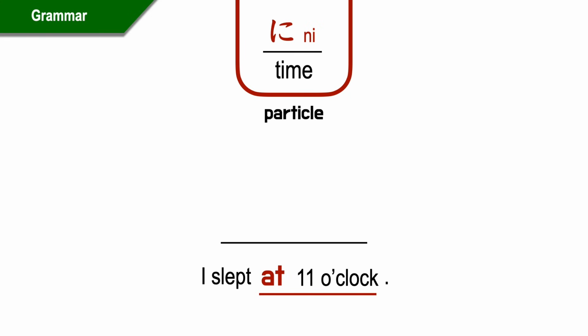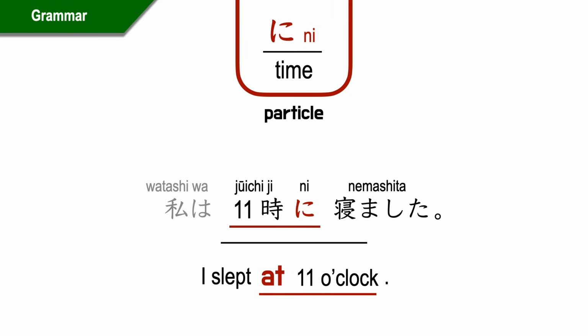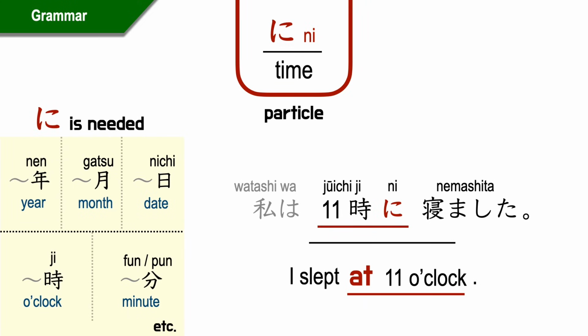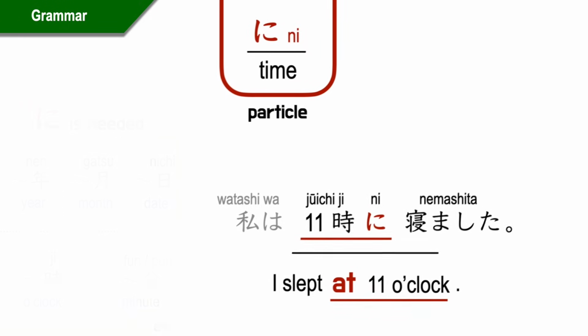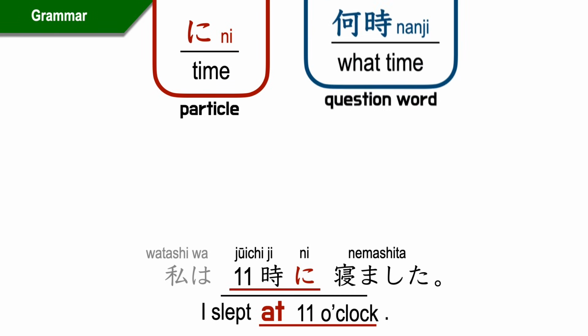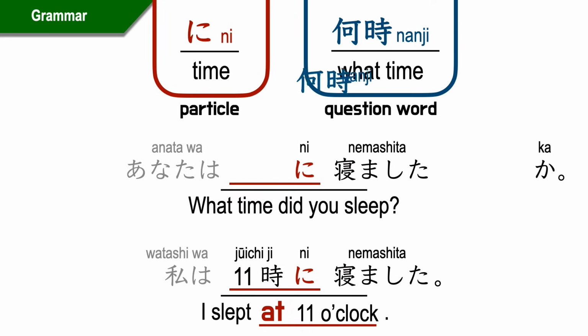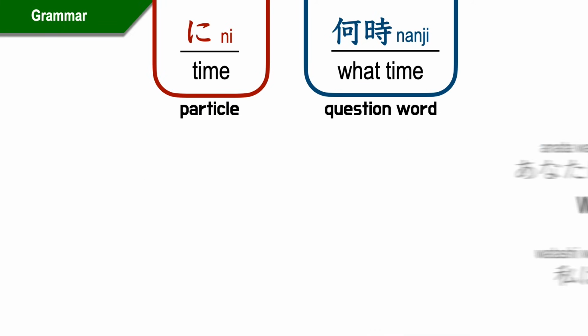I slept at 11 o'clock. 11時に寝ました. Now the ni particle here is necessary because じ is one of the words that require the ni particle. Using the question word 何時, how would you ask what time did you sleep? Replace the information you want to know with the correct question word. 何時に寝ましたか? Let's practice more.